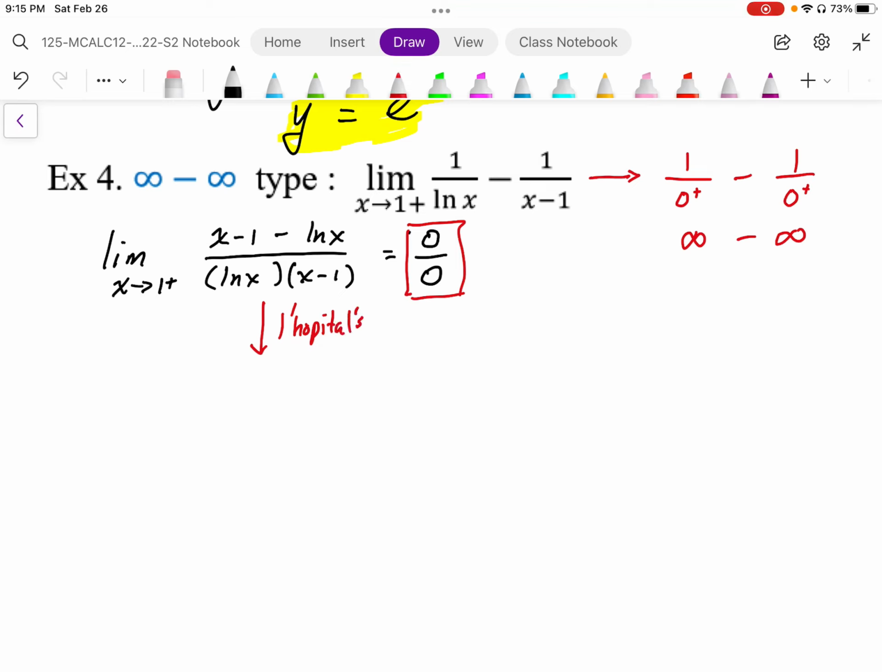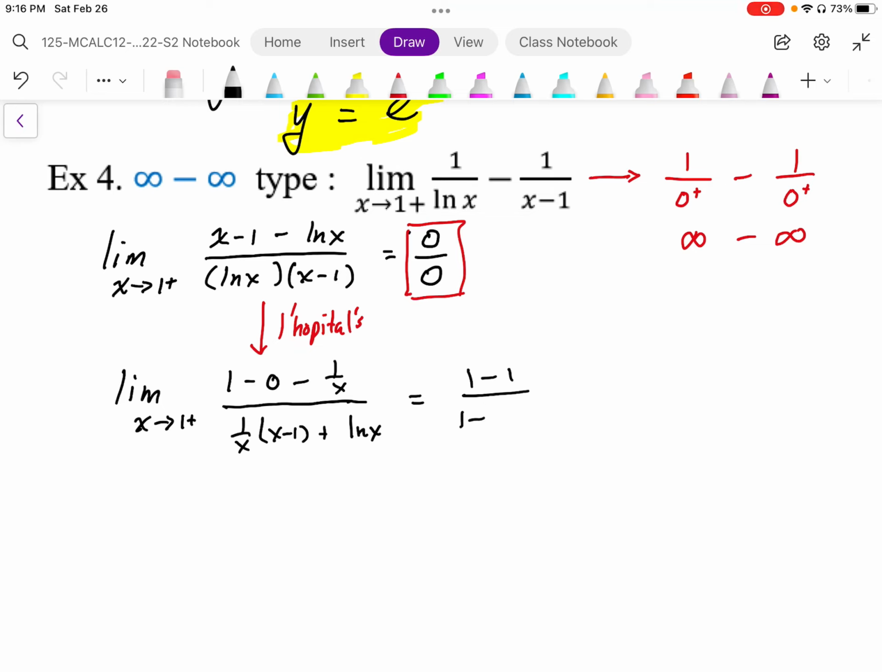To apply L'Hopital's, I'm going to differentiate the numerator and denominator separately. So we're going to end up with 1 minus 0 minus 1 over x. That's the numerator. The denominator is 1 over x times x minus 1 plus, and this just becomes log x when we differentiate the x part of that. So plugging this all in, I'm going to end up with 1 minus 1 over 1 minus 1 over x, so 1.